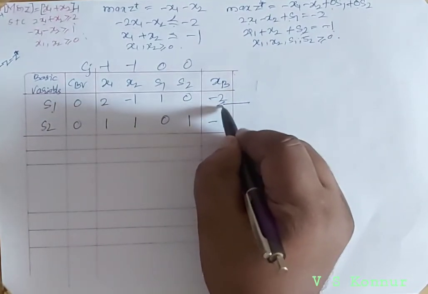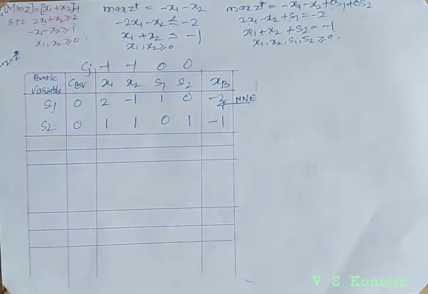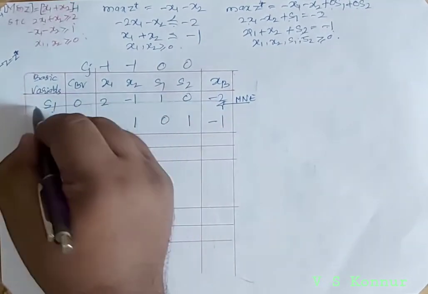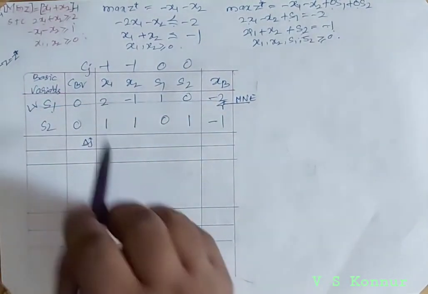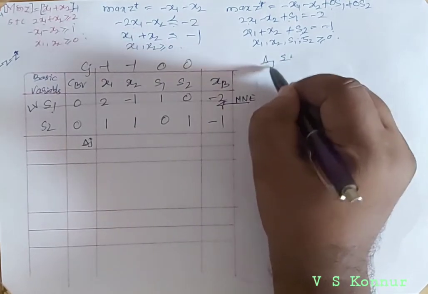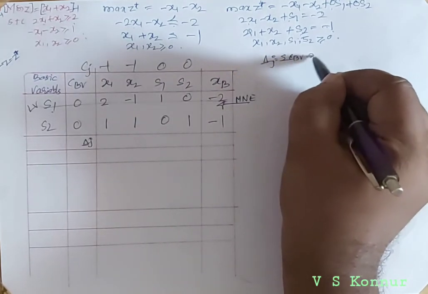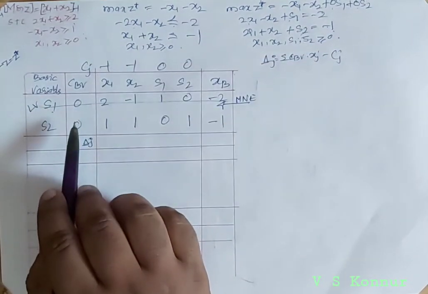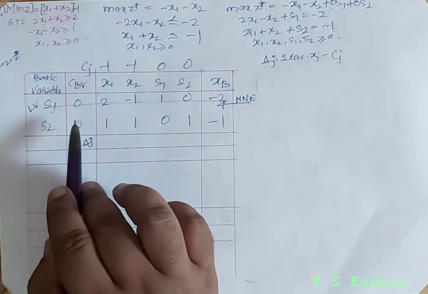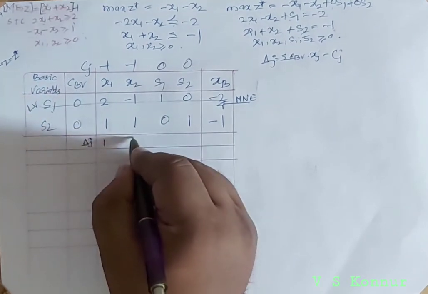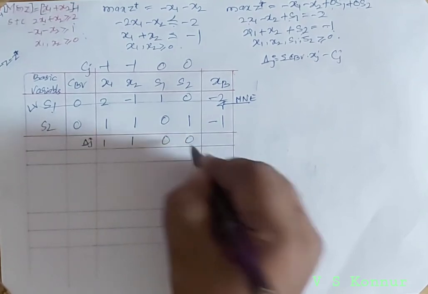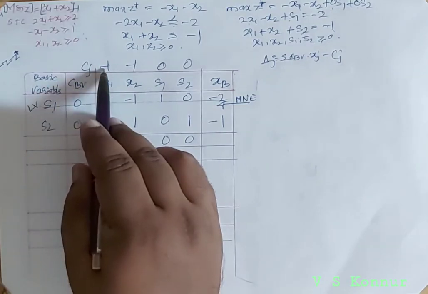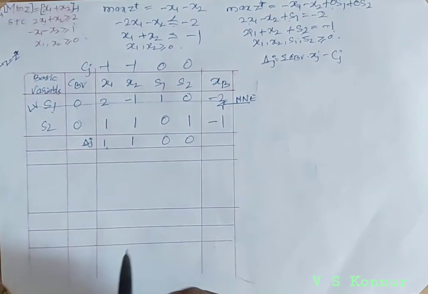Now from xb we should select the most negative element, and then we should calculate delta z. That will become the leaving vector. Delta z is calculated by the summation of CBV into xj minus cj. When s1 and s2 are 0, the coefficient of the basic variable is 0, so directly we get delta z equal to minus of cj. 0 into 2 is 0, 0 into 1 is 0, minus of minus 1 is 1. In the same way we calculate for the others, and we get these values.